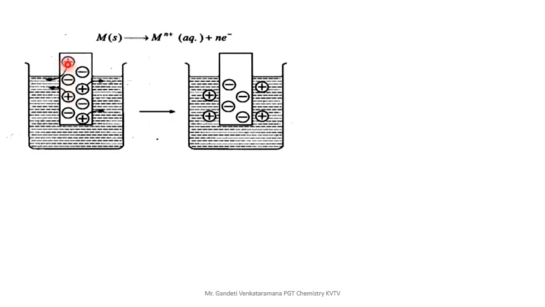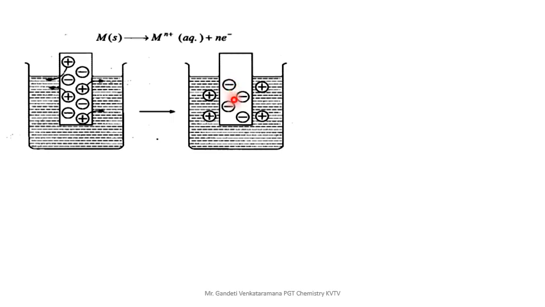Metal ions pass into the solution. Look, plus represents metal ion. Metal ion passes into the solution. Here also metal ion passes into the solution, meaning metal ion is going out from an electrode, from the metal. So metal ions pass into the solution from an electrode. This is the observation. So what is left inside the electrode? Electrons. Electrons are left inside an electrode.